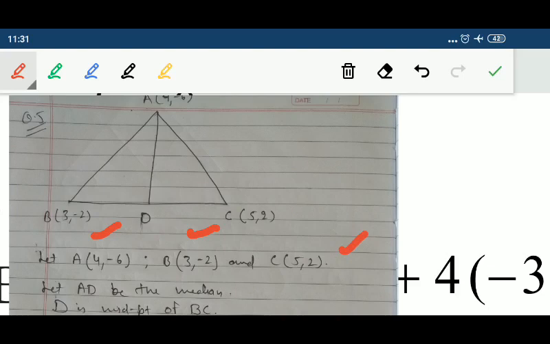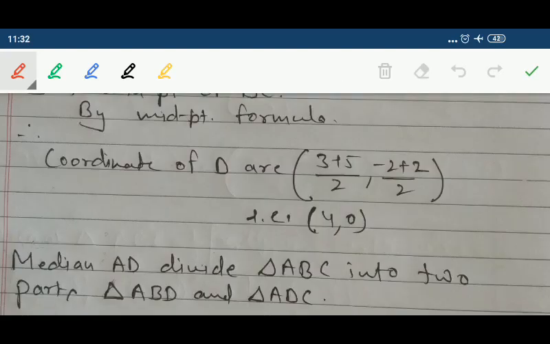In the question it is given that AD is a median, and we know that a median divides the opposite side into two equal parts, and we will prove it. D is the midpoint of BC, and by using the midpoint formula we find the coordinates of D: (3 plus 5) divided by 2, (minus 2 plus 2) divided by 2, which equals (4, 0).